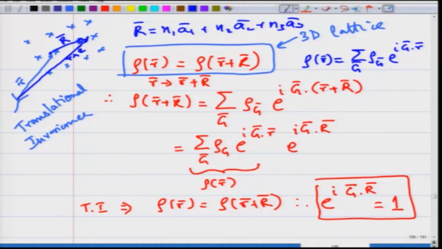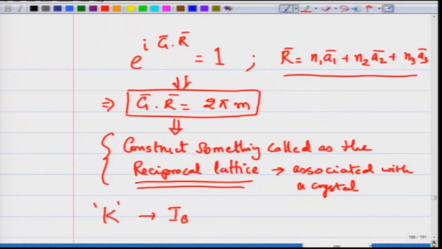And the requirement of translation invariance gives me this condition: e raised to i g dot R, where R is your lattice translation vector, should be equal to 1. And this suggests that g dot R is 2 pi m.